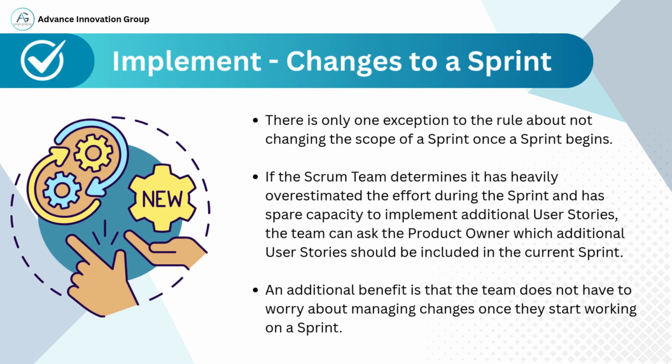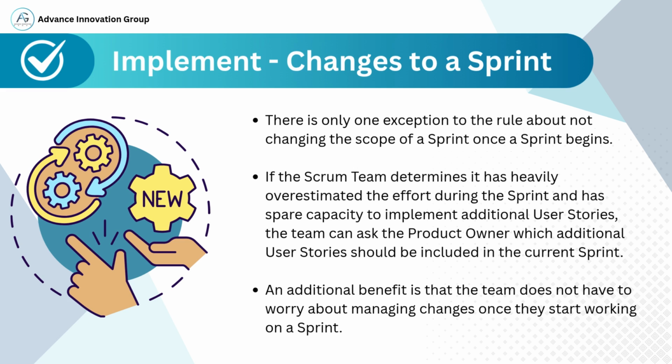Now let's talk about changes to a sprint during the implementation phase. As a general rule in Scrum, once a sprint starts, its scope should not change. This is done to maintain focus and ensure consistent progress. However, there is one exception to this rule.